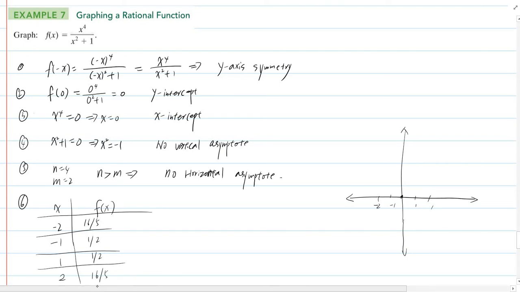Then once you have this, you're going to plot those points and you're going to have your graph. So here we're plotting the points. 16 over 5 is just around 3.2. So this is 3, 2, 1. Once we have these 5 points, I can just go ahead and do the graph. That is how you graph them.